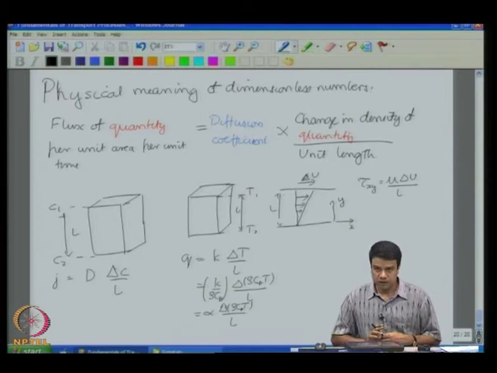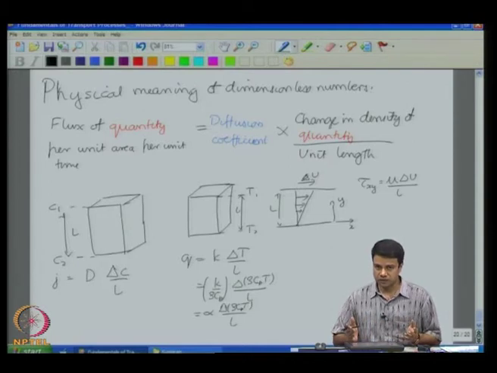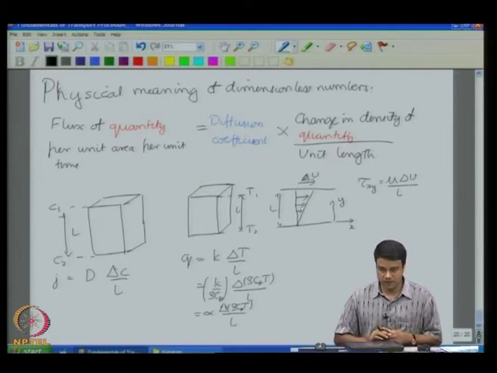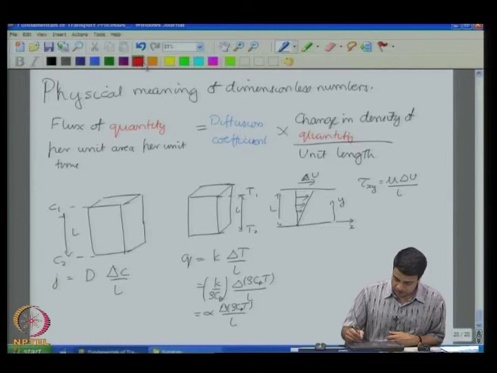Flux of quantity, in this case flux of momentum, is momentum transferred per unit area per unit time. The rate of change of momentum is a force. So, flux is the force per unit area, that is the stress. So, this thing is the flux of momentum.